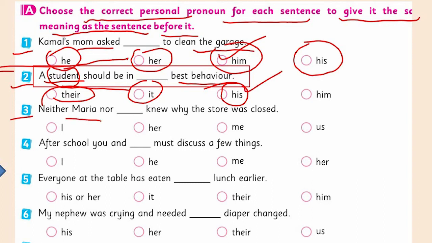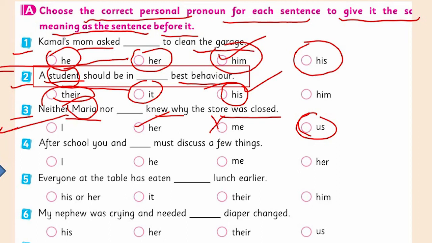Neither Maria nor knew why the store was closed. Neither Maria nor her. If we choose her, it will be again about Maria. No. If we use us, then no need to add Maria here. तो हम मारिया क्यों चूज करते? अगर हमने अस पहले से ही कहना होता तो फिर अस कह देते कि हम मारिया को अलग लिखने की क्या जरूरत थी? Neither Maria nor me, ये भी ग्रामेटिकली बिल्कुल इनकरेक्ट है.